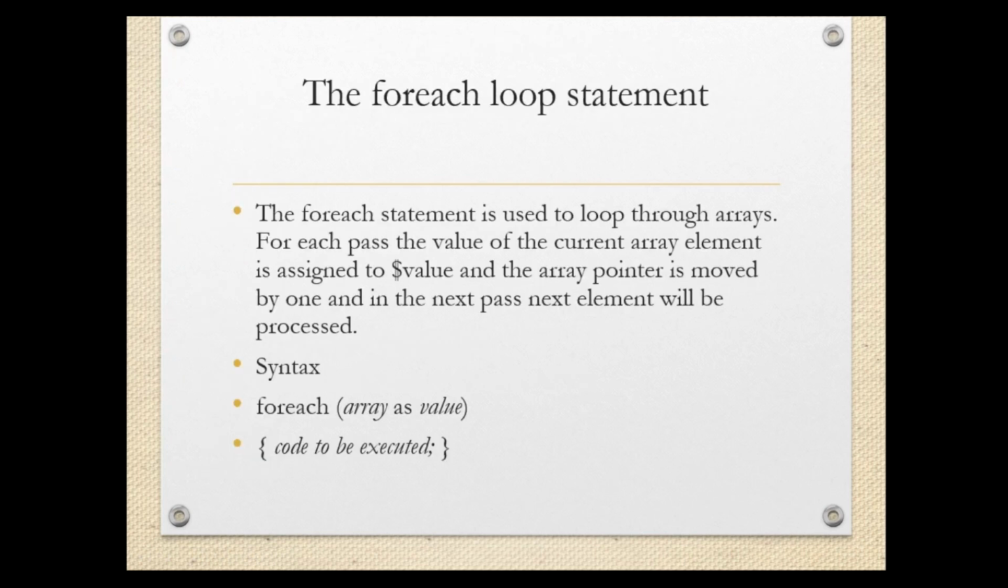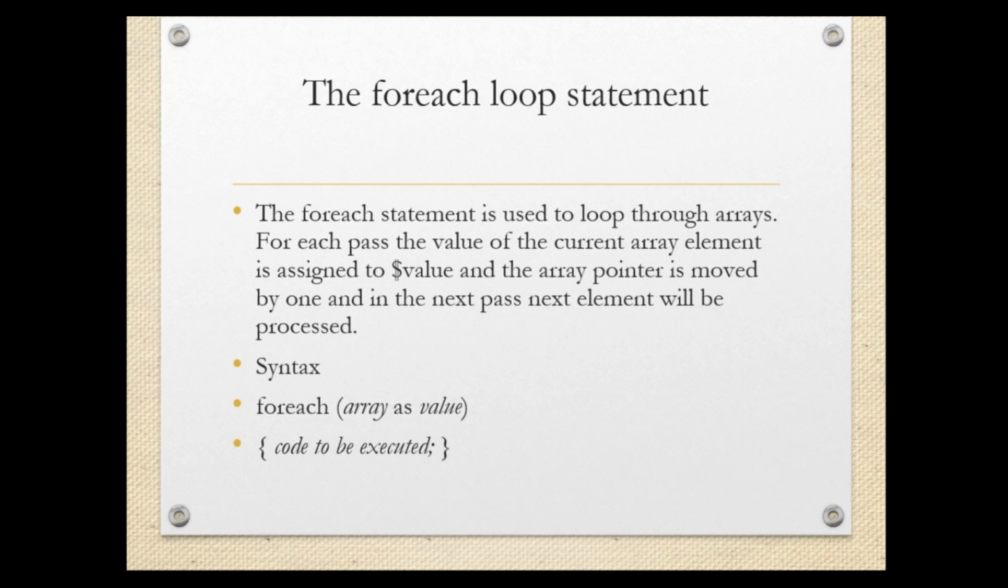After that we have the next one, the last one, that is foreach loop statement. The foreach statement is used to loop through arrays. For each pass, the value of the current array element is assigned to $value and the array pointer is moved by 1, and in the next pass the next element will be processed.